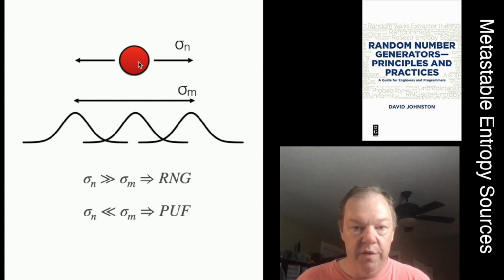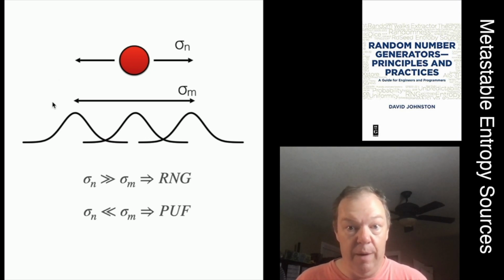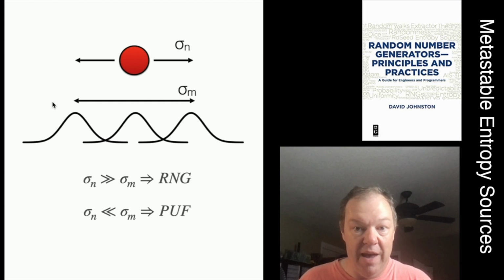So as long as this ball is moving left or right much more than the possible different positions of the hill, then the rightmost position of the ball will be on one side and the leftmost position of the ball will be on another side of the hill. And so the bits we're getting out of this process are going to depend on the noise driving the ball.